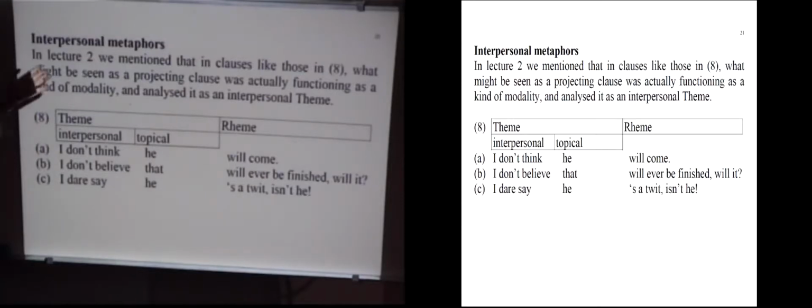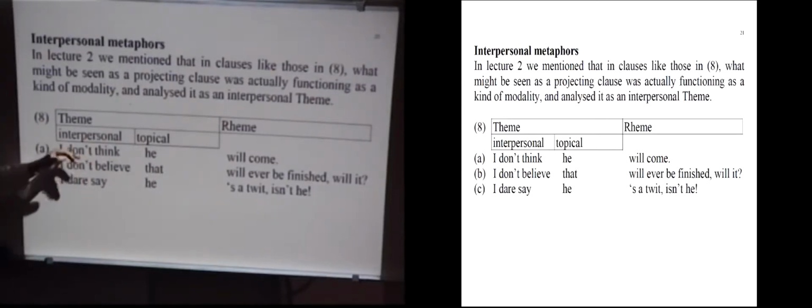Okay, interpersonal metaphors. In lecture two, we mentioned that clauses like, I don't think he will come, or I don't believe that it will ever be finished, I dare say he is a twit, isn't he? In these, we mentioned that those might be seen as projecting clauses because they look like projecting clauses, but they can also be seen as a kind of modality and analyzed as a kind of interpersonal theme. So over time, what started out as a projecting clause, so I don't think would have projected an idea, and I don't believe, again, would have projected an idea, or I dare say would have projected a locution.